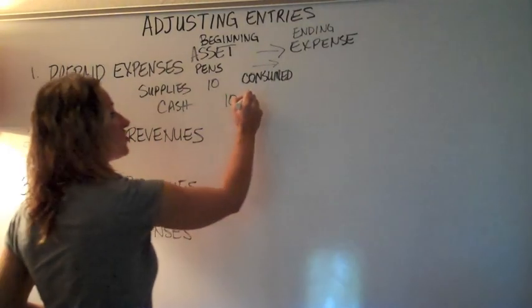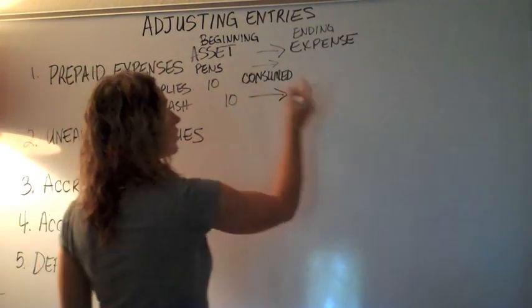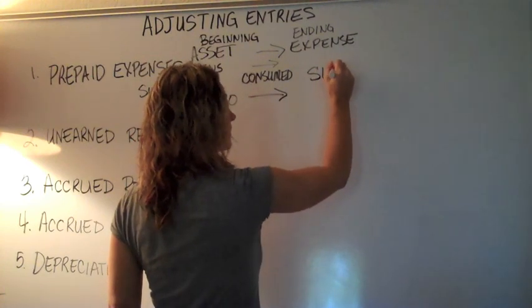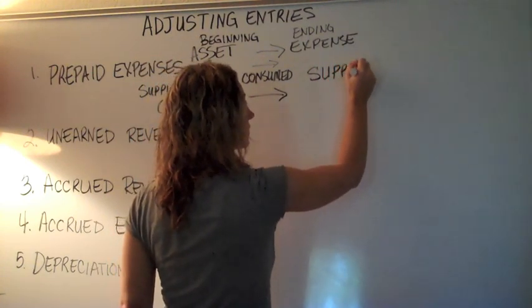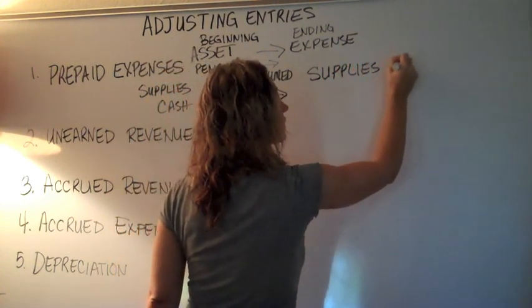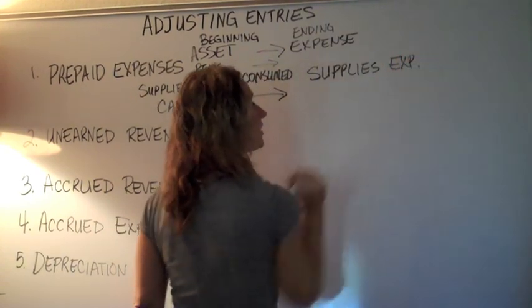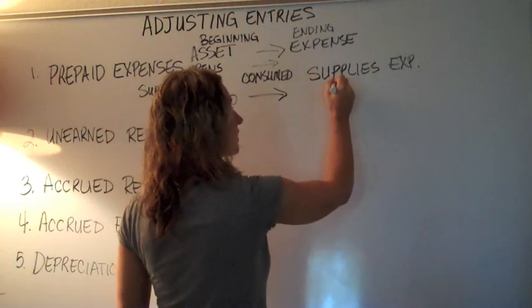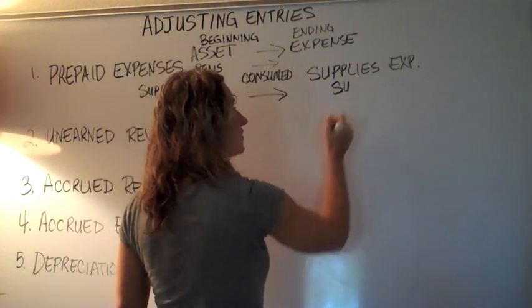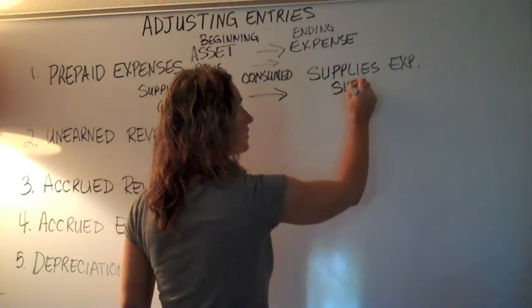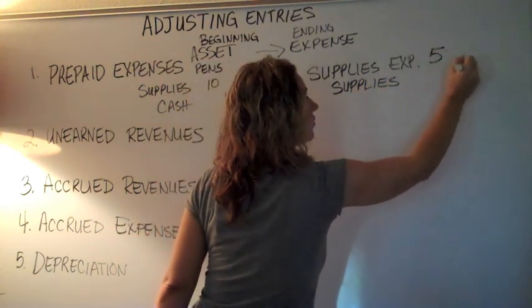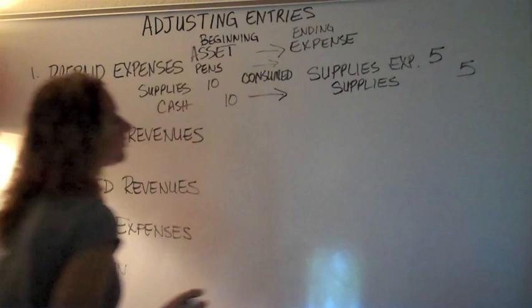Once we've consumed those supplies, we're going to change it to an expense. We're going to debit this expense account, supplies expense. I'm going to abbreviate EXP for expense. And then we're going to reduce the amount of supplies we have on hand. We reduce an asset account by crediting it. And let's just say we only used $5 worth.